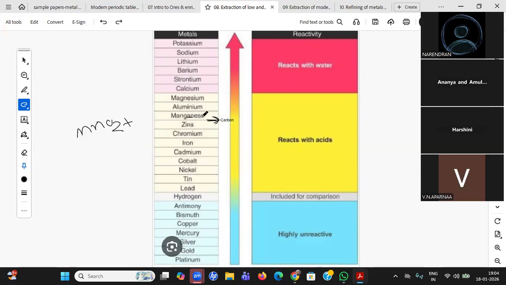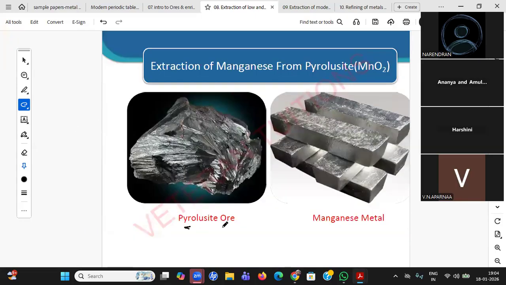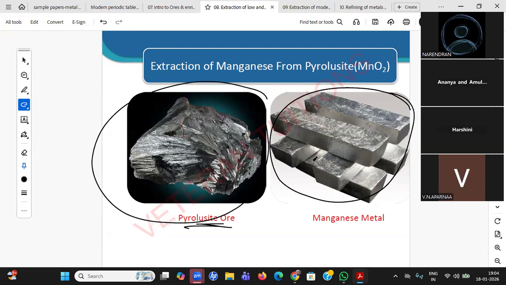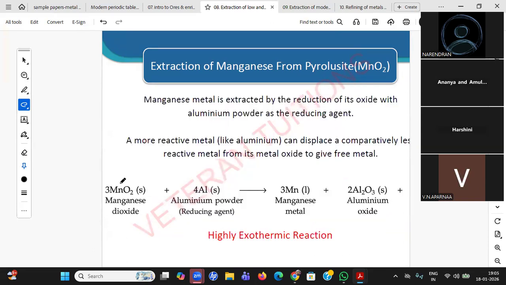That's the reason, student. I need to select elements above, a metal above. That's the reason manganese oxide is reduced with the help of aluminium. So manganese ore, this is the pyrolusite. You want ultimately this extraction. How will you do it? There's a single step. Manganese oxide, you need to react with aluminium, which is more reactive than manganese. So aluminium will replace it here. Manganese will be alone and aluminium oxide will be alone.